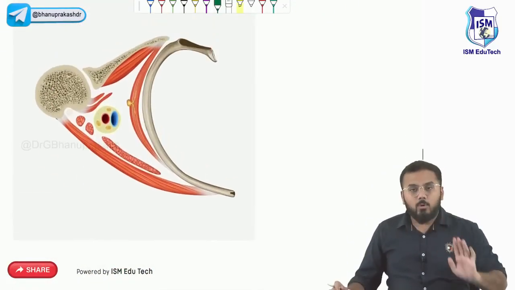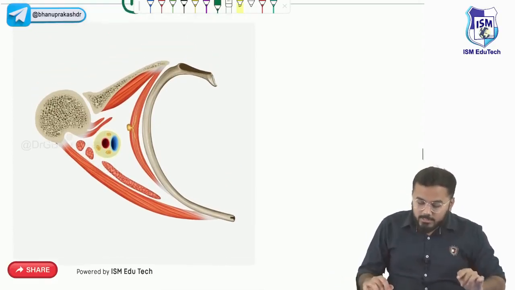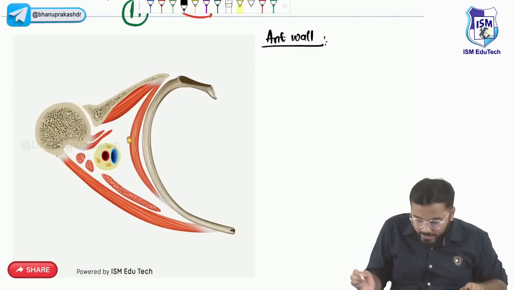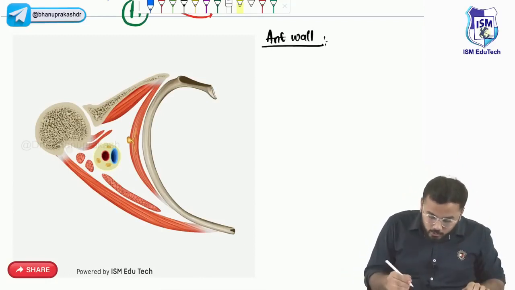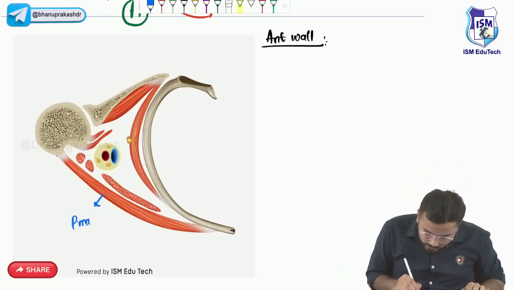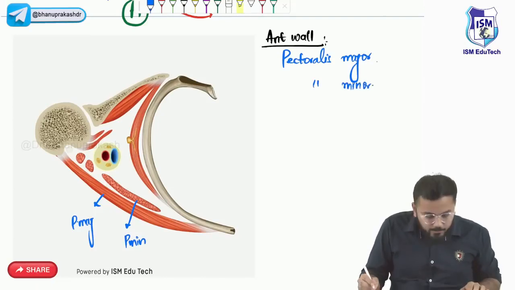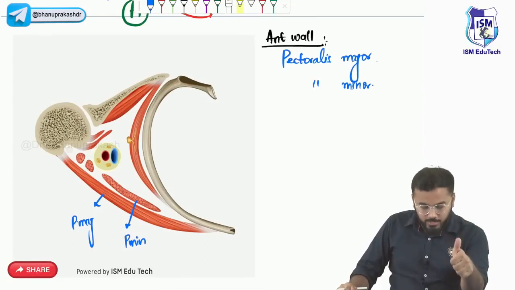The same thing, I have put it down here. Now let us write all the walls here. Now tell me, anterior wall of axilla. The anterior wall of axilla is formed by what structures? Only two things as far as I know. What are these two things? This is called pectoralis major. This is called pectoralis minor. So pectoralis major and pectoralis minor, these two form the anterior wall of your axilla. Clear?